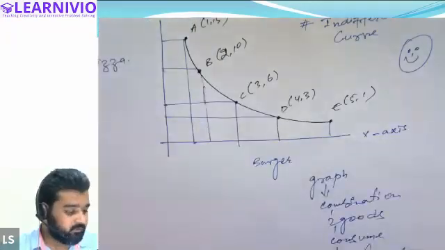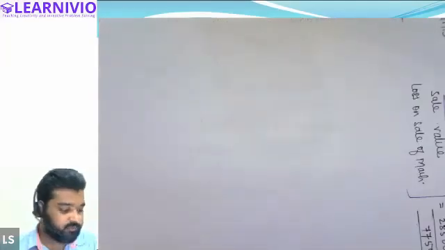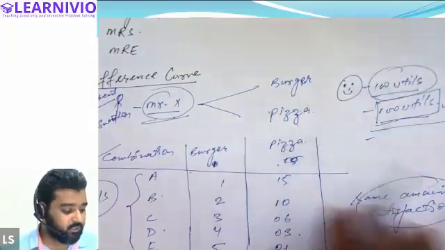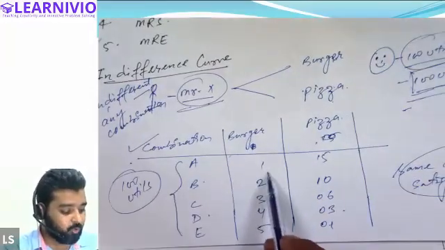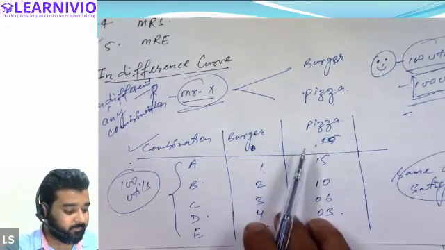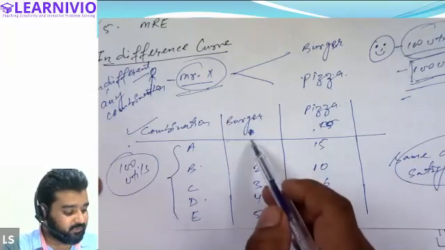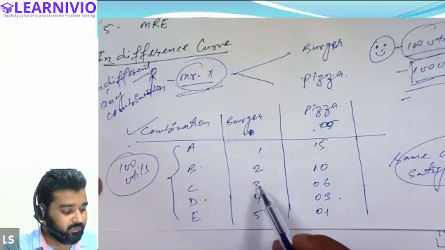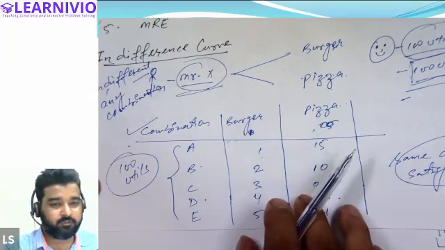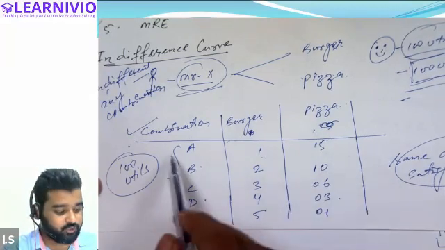Similarly, in the previous example that I have taken, I have assumed that the consumer is consuming two goods, burger and pizza. Initially he was consuming in this combination, 1 and 15. Now what is happening here? The consumer is increasing the quantity of burger, but he is not willing to sacrifice on the amount of satisfaction he's receiving in combination A.